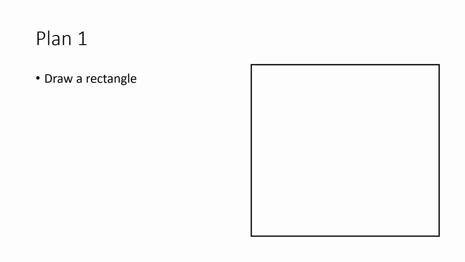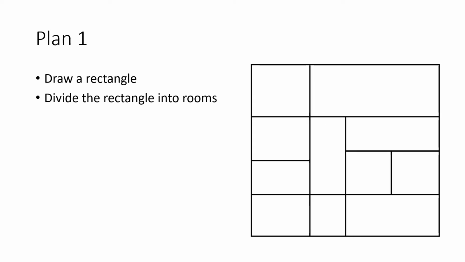So to start, draw a rectangle, like so. This will represent the outside of the building. Then you're going to divide the rectangle into rooms. This is how I've done mine. You don't have to copy this. You can choose your own rooms.